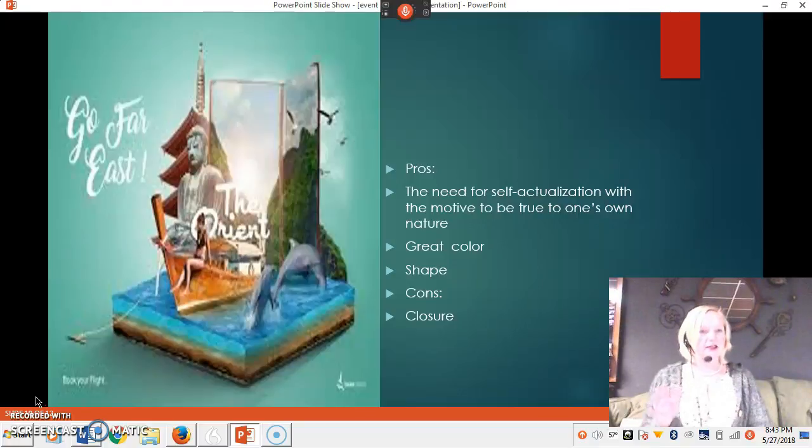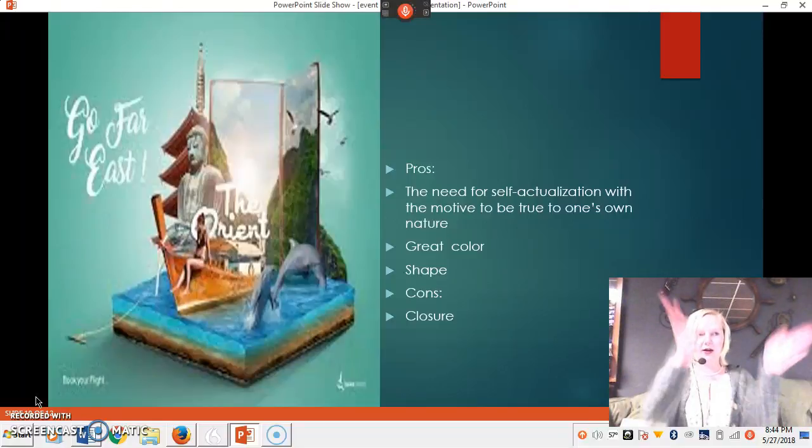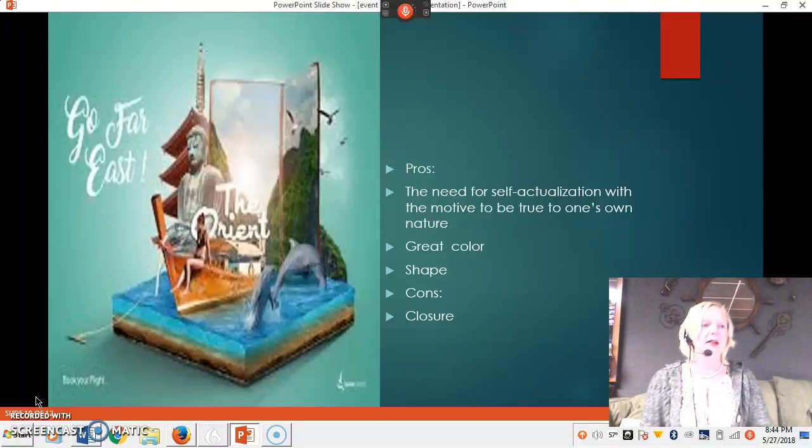This one had some pros and a few cons for me. Some of the pros that I liked: it was that need for self-actualization, I believe it's pronounced. The motive is to be true to oneself, exploring, self-discovery, satisfaction of inner desires. It has that sense of a quest, a journey, in the picture. Also, great color, and the shape of it was catching to the eye, with the square bottom that kind of appeals to the eye and drags the eye into it.